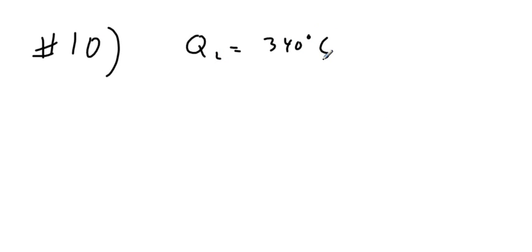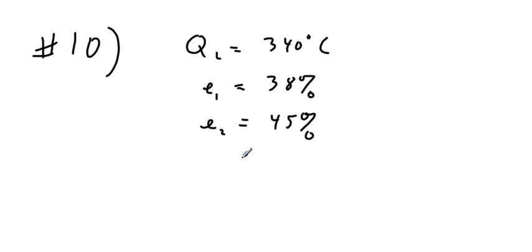All right, problem number 10. A heat cycle exhausts heat at 340 degrees centigrade and has a Carnot efficiency of 38%. What exhaust temperature would enable it to achieve a new efficiency of 45%? All right, well, there's E1, there's E2.